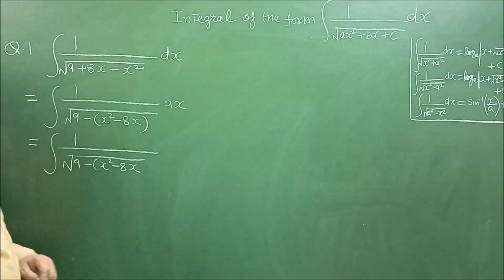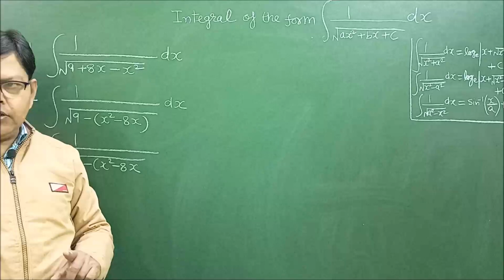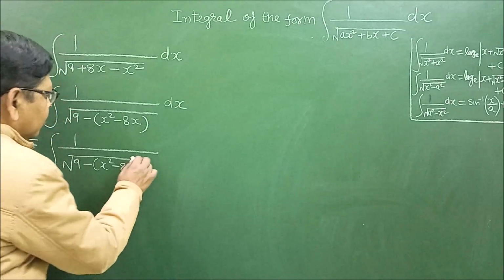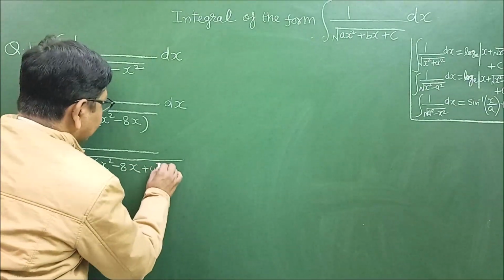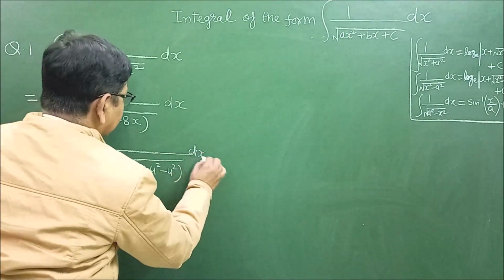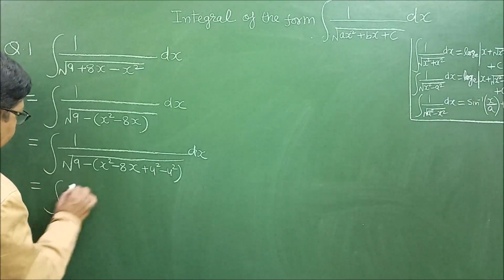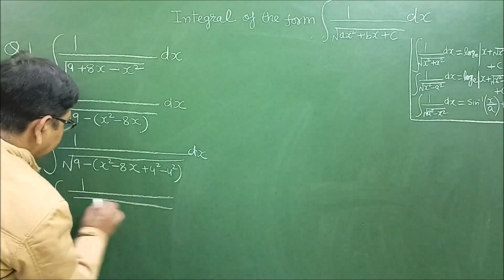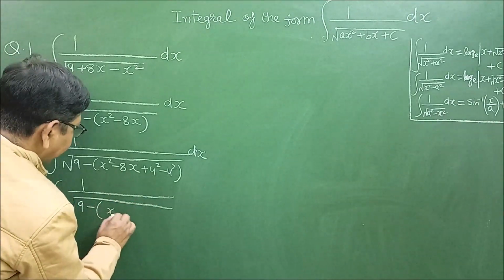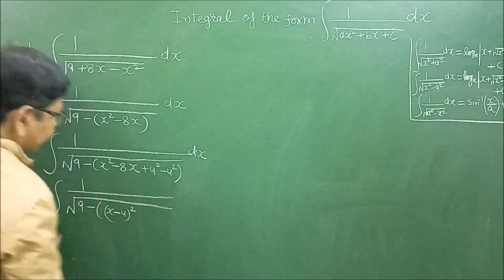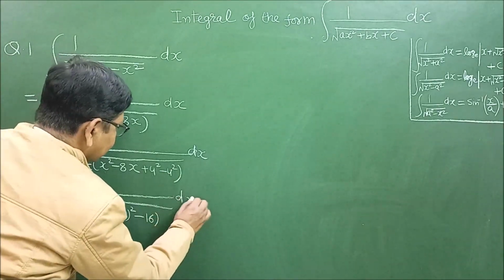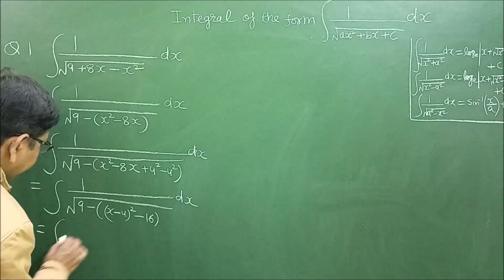Now the coefficient of x is 8 here, so half of 8 is 4. Adding 4 square and subtracting 4 square so that it becomes a perfect square. Now this is equal to the integral of 1/√(9 − (these three terms make the whole square of (x − 4)) and minus 16) dx.